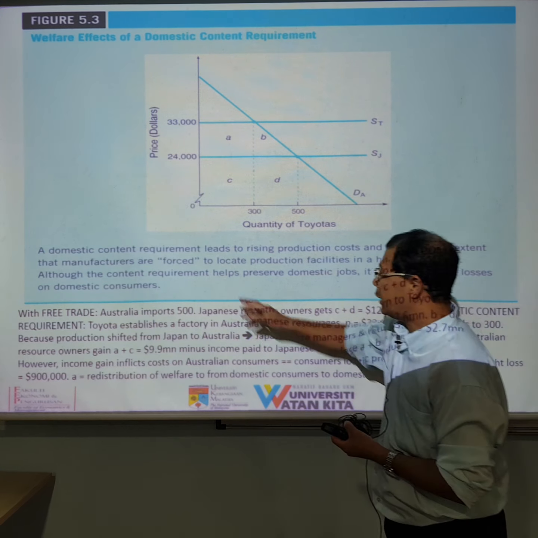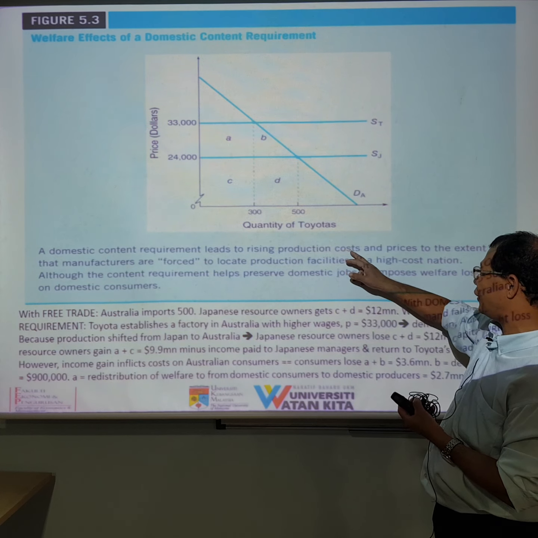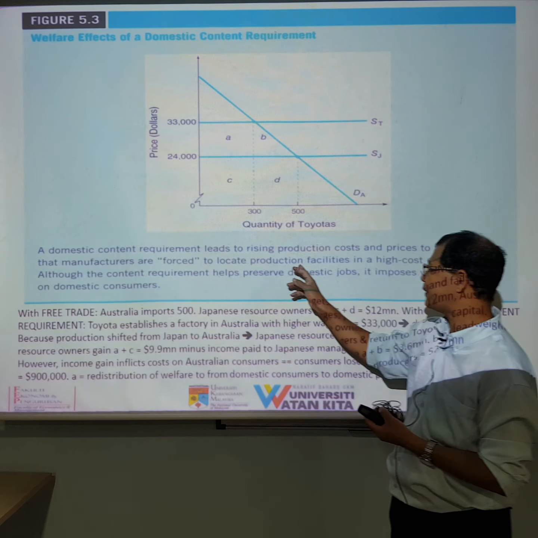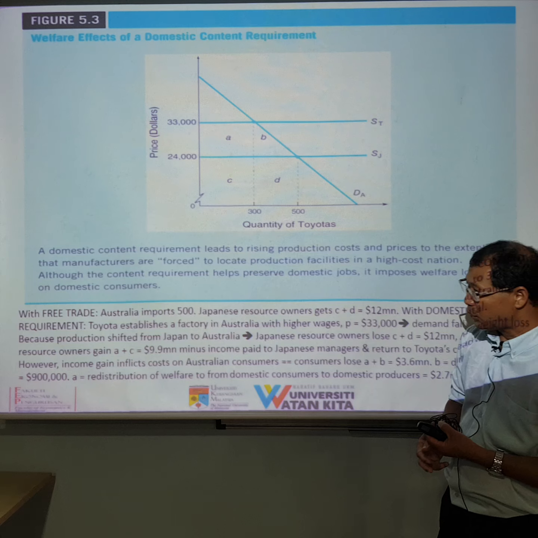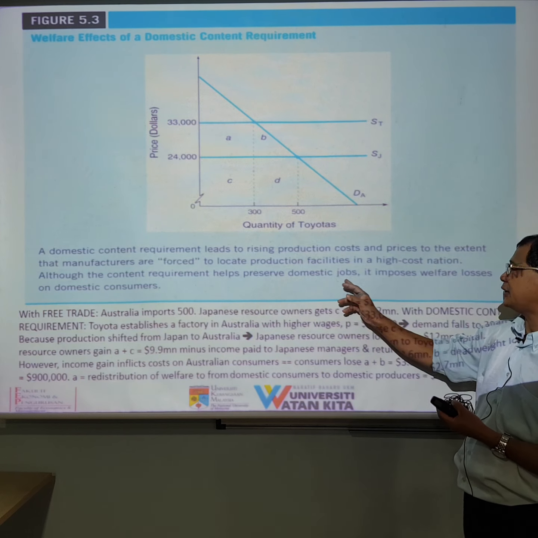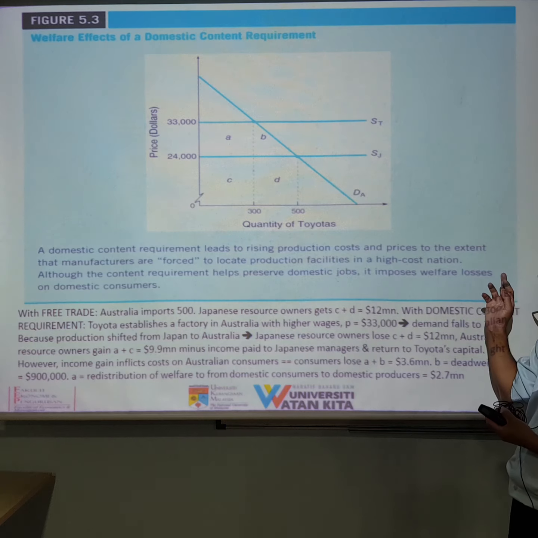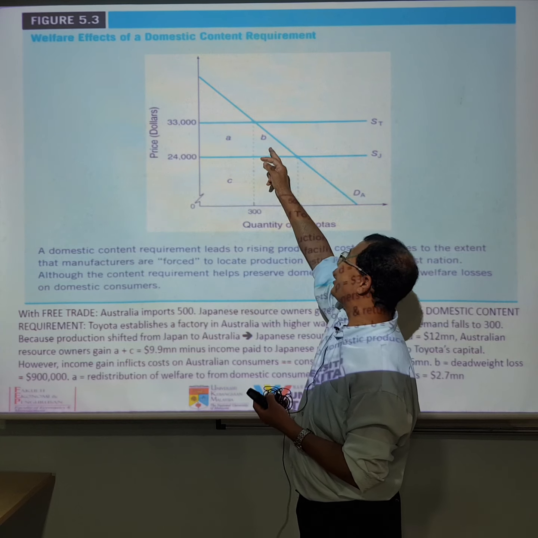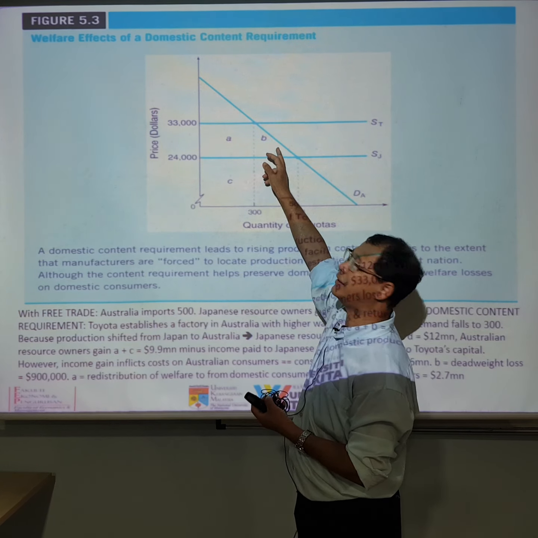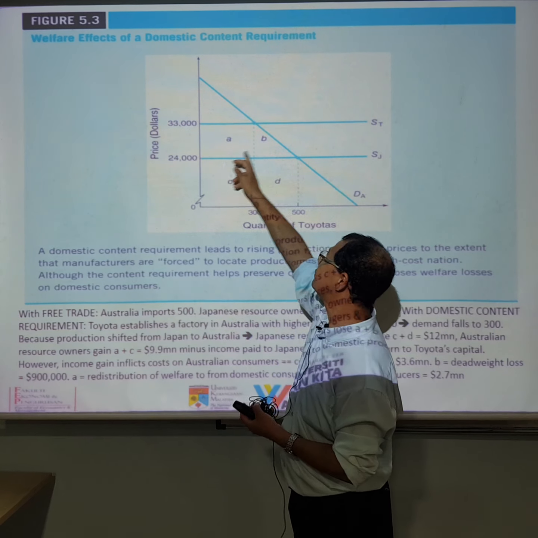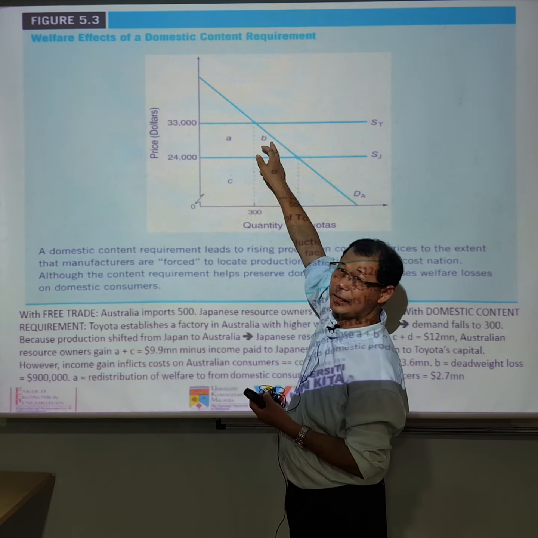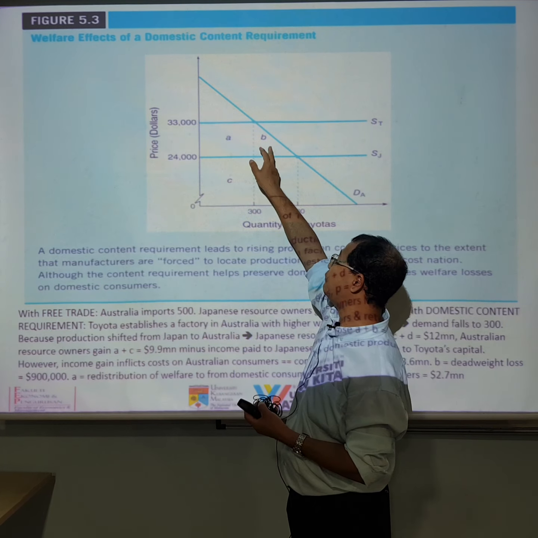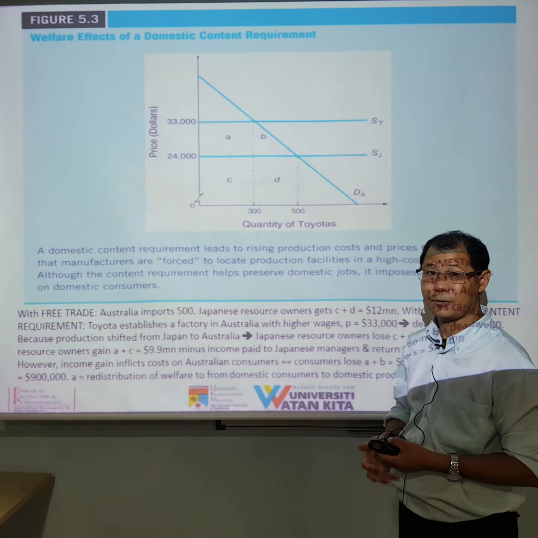So, the domestic content requirement leads to a rise in production costs and prices to the extent that manufacturers are forced to locate production facilities in high-cost nations. Although the content requirement helps preserve domestic jobs, it imposes welfare losses on domestic consumers, A and B. And the loss to the society, to the country, B, is the deadweight loss. This is to the consumers, A and B. This is to the country, part of the consumer loss. B is a loss to the society, a loss of welfare.